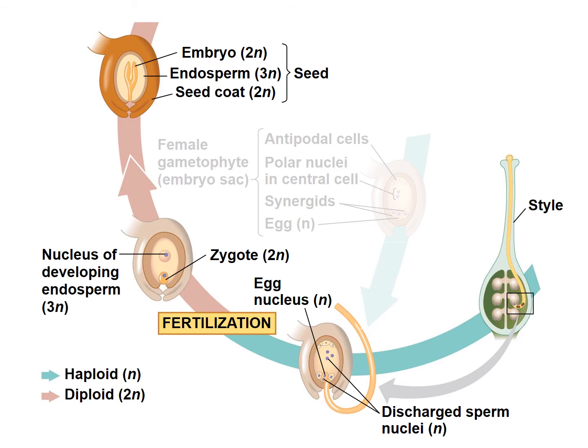Then the seed consists of this embryo, the future sporophyte, diploid; endosperm, nutritive tissue, 3N; and the seed coat derived from the integument, 2N. Of course, the integument is part of the sporophyte tissue. Sporophyte tissue is 2N.